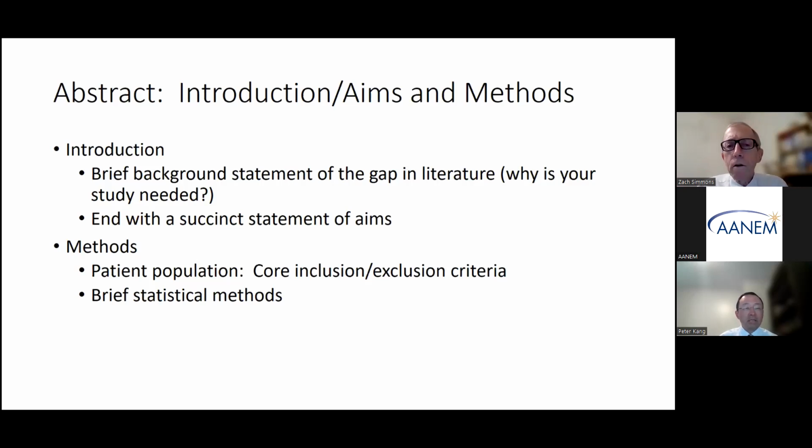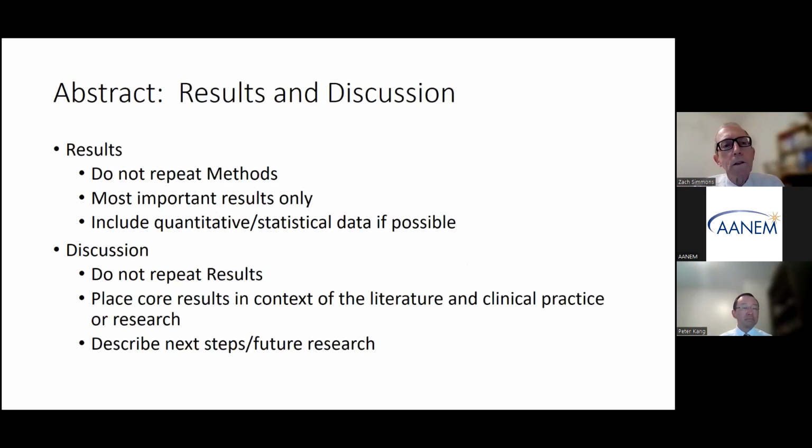The method should be very clear as well. It should have the core inclusion and exclusion criteria and brief statistical methods. If those are missing, the author needs to be told that. Next, looking at the results, as Dr. Kang mentioned, please make sure that the author is not simply repeating the methods, and that the abstract is stating succinctly the most important results. But there does need to be some quantitative or statistical data. An abstract that is strictly descriptive will really not convey the message as strongly as it should, and that's something to look for as you're reviewing an article.